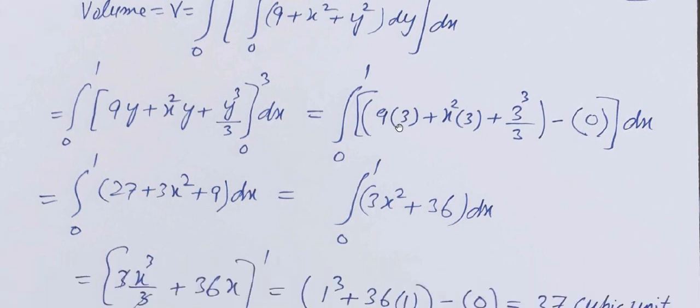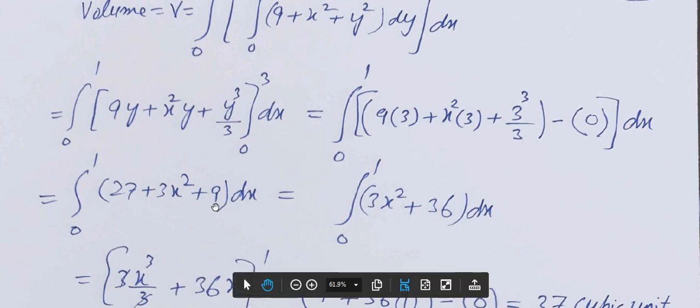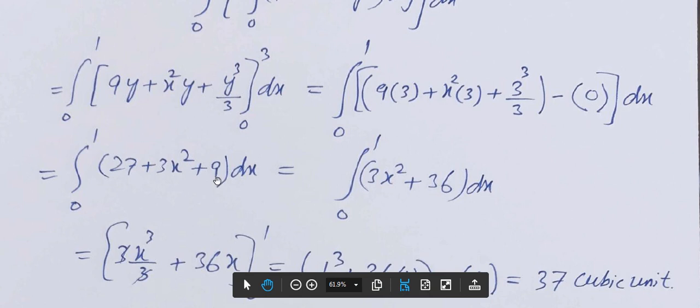Now you can simplify this. So 9 multiplied by 3 is 27 plus 3x square plus 3 power 3 is 27 divided by 3, it is 9. So 27 plus 9 is 36. So 3x square plus 36.